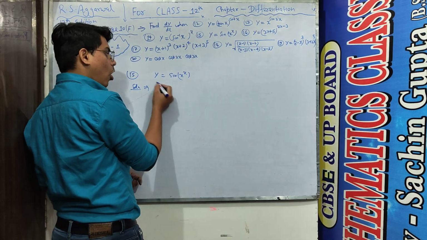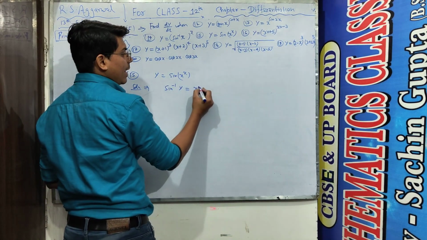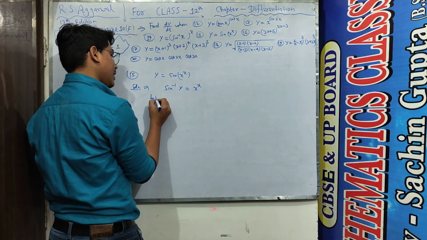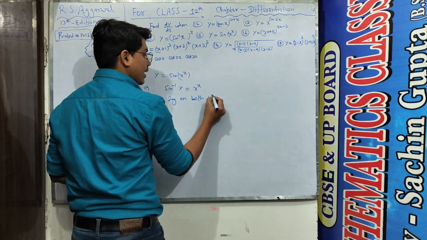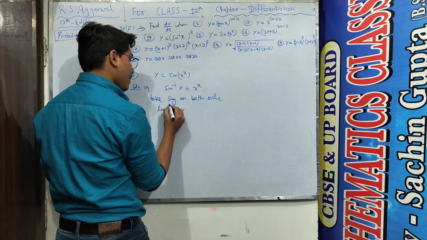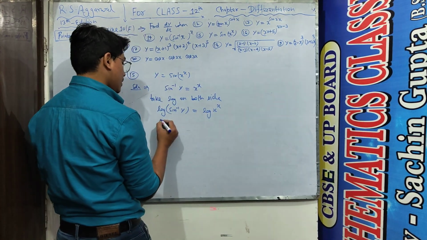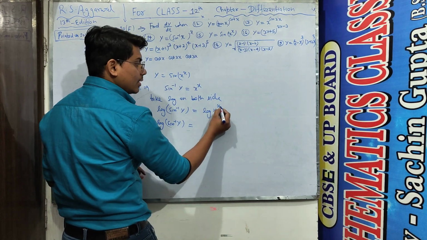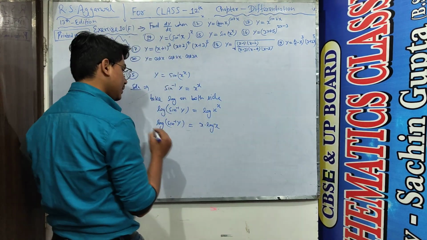We take this sine on the left hand side, so it becomes sine inverse y, and this becomes x raised to the power x. Now student, I take log on both sides, then it becomes log of sine inverse y, and this becomes log x raised to the power x. I write log sine inverse y as well, and this x comes before log x in multiplication.